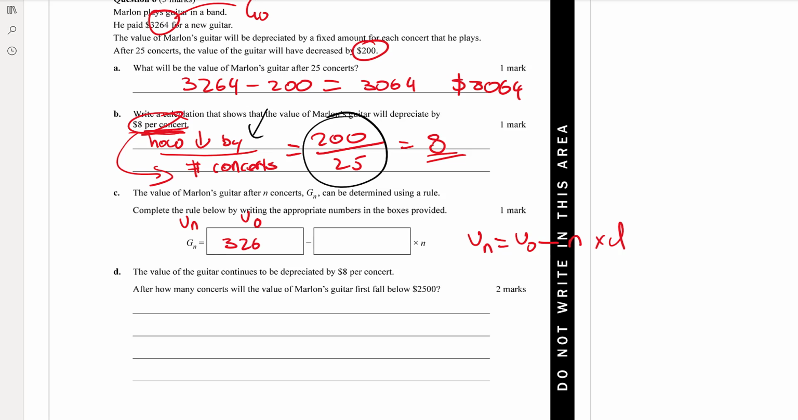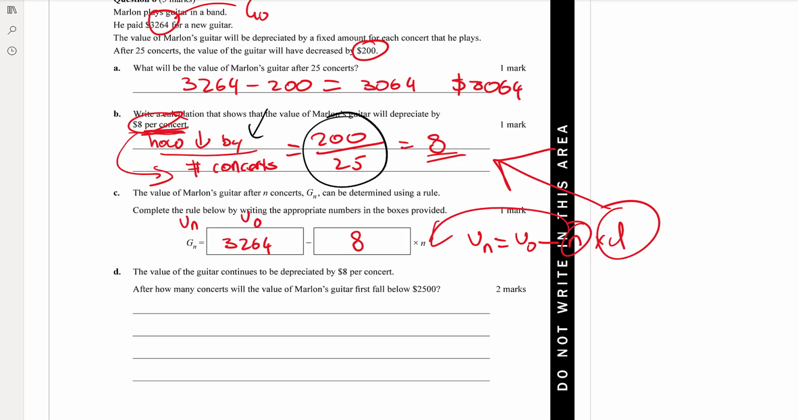So 3264 minus, now n is this part here. That's going to be a number of constants if you actually use this to calculate something, so that stays there. But d is what you calculated or got shown up the top here. It's per concert. That's how much it decreased by. Because remember, if you have 10 concerts, it's going to decrease by $80 because it's 10 times 8. So 8 would be in the answer. So your answer would be 3264 and 8. That's all you need to show. The rest I've shown you is a bit of an example.